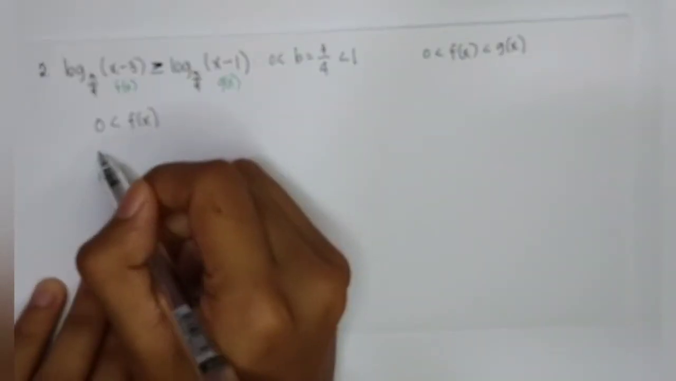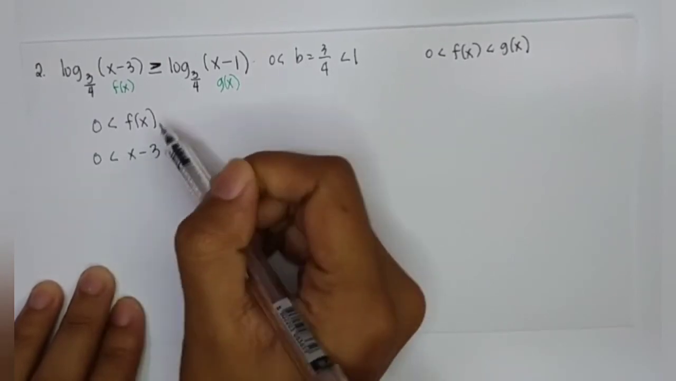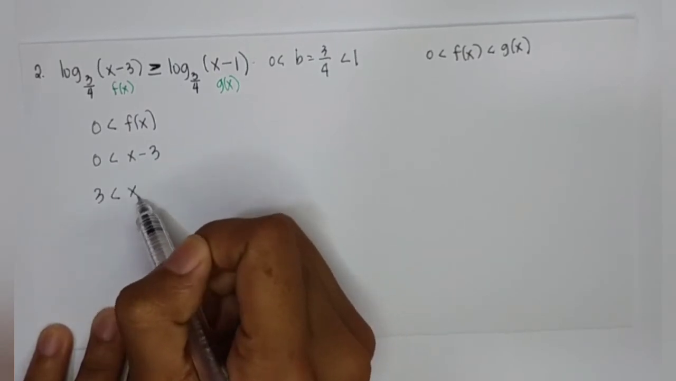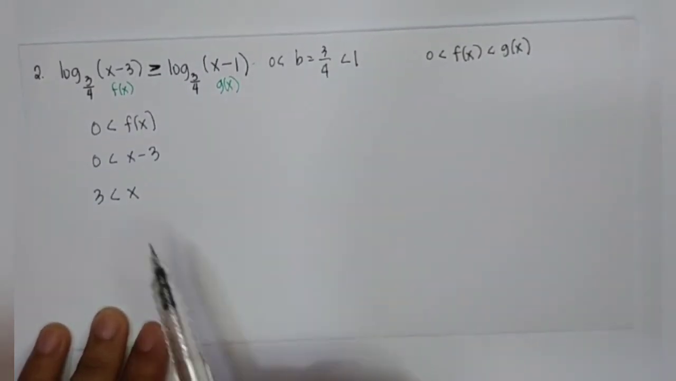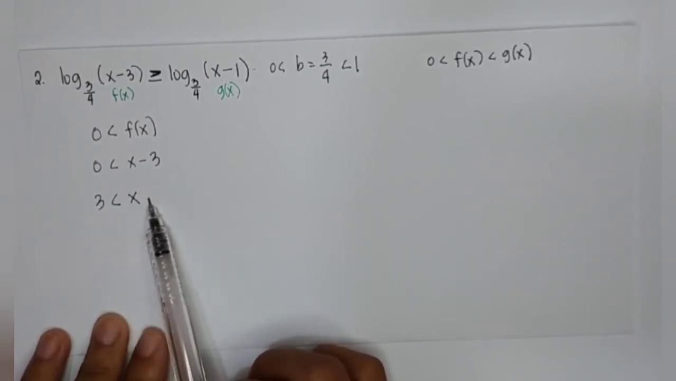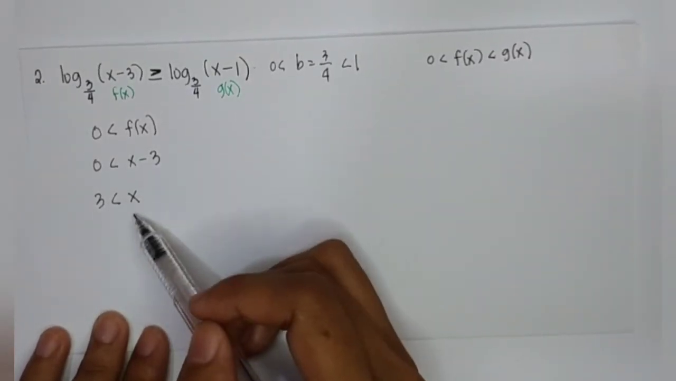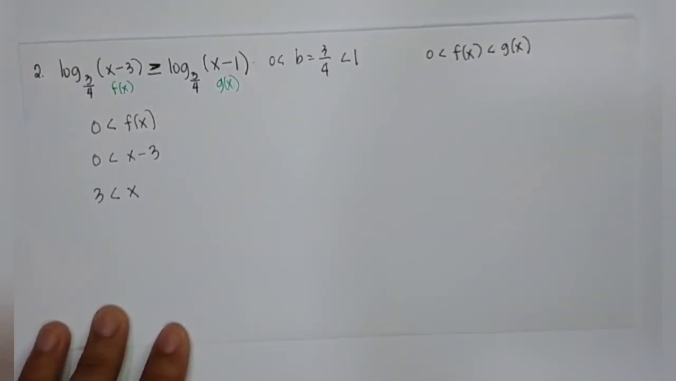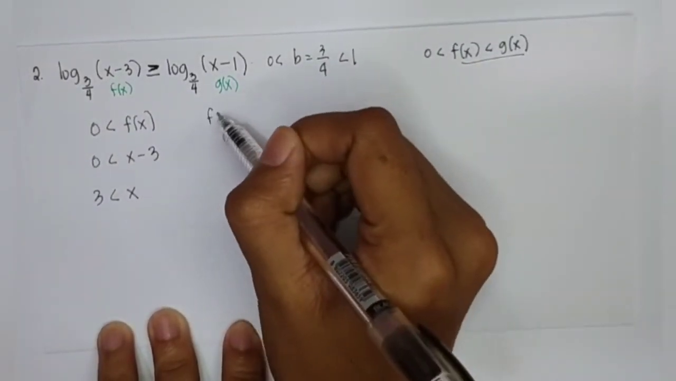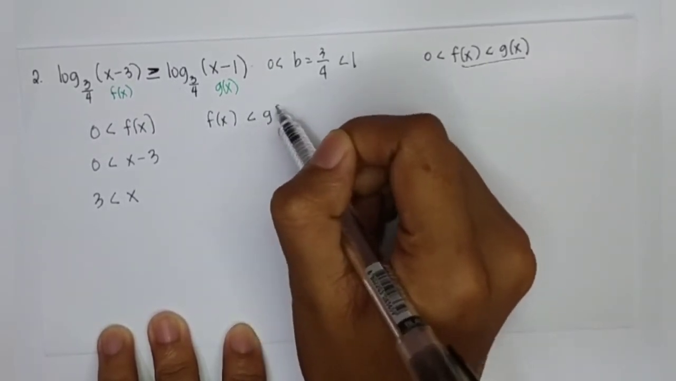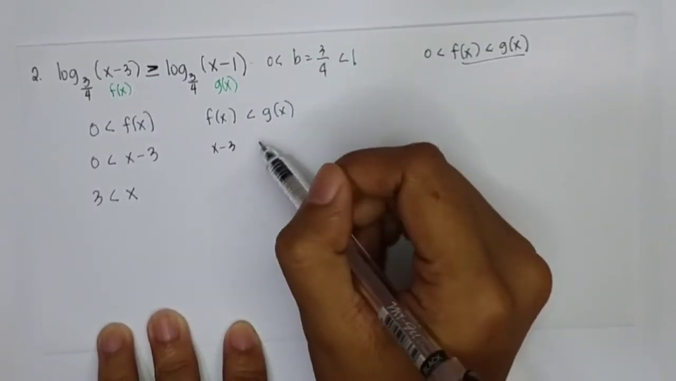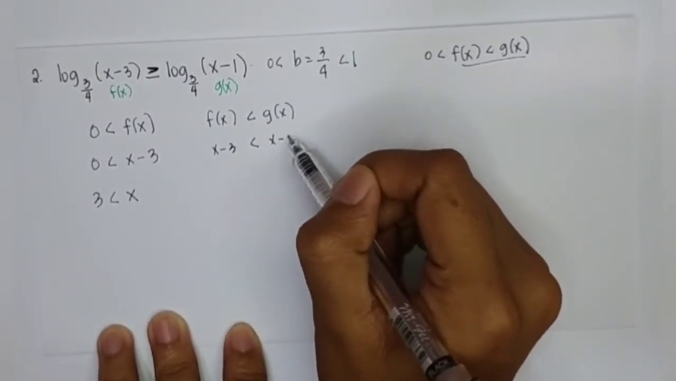So 0 is less than x minus 3. Our f of x is x minus 3. Transposing the 3, x is greater than 3. Sorry, that is x is greater than 3. Then next, we have f of x is less than g of x. So this will be x minus 3 is less than x minus 1.